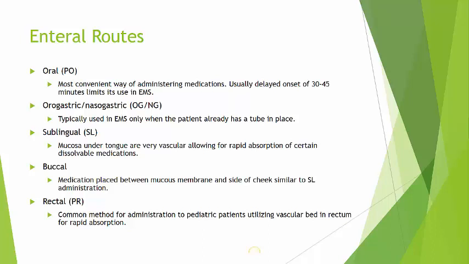Then you've got your orogastric or nasogastric tube, and usually we only do this if they already have a tube in place, but in some areas you may be able to actually place an NG tube and administer medications if needed through the tube. Sublingual is where we place something under the tongue, and this is actually one of the more rapid absorptions for your enteral routes.